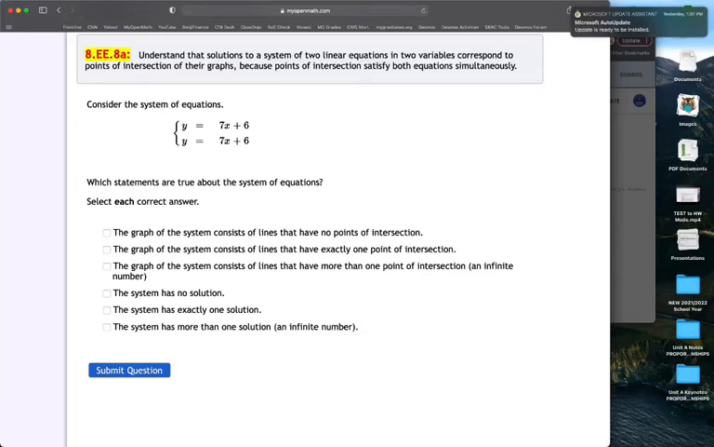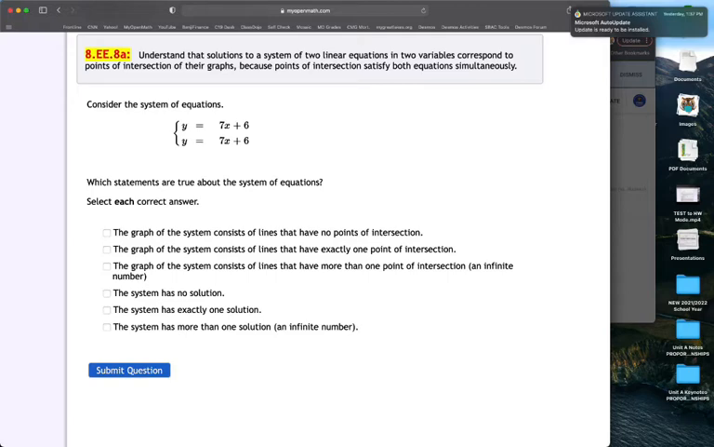In the standard 8.EE.8a, we are asked to understand that solutions to a system of two linear equations in two variables, like the example that we have here, correspond to points of intersection of their graphs because points of intersection satisfy both equations simultaneously. So in this particular system, notice that we have identical equations: y equals 7x plus 6 and y equals 7x plus 6.